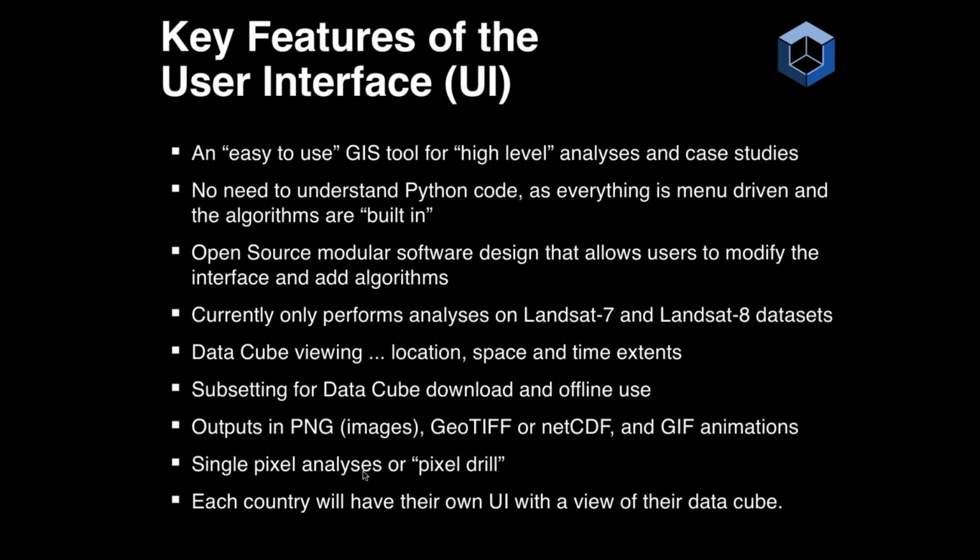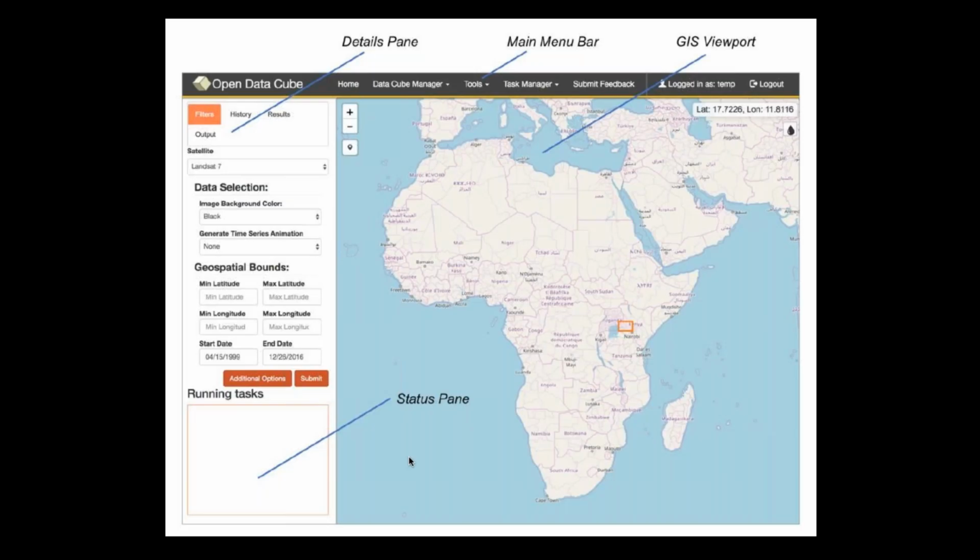And each country has their own UI with a view of their cube. That's the way we built it at this early point. So when you get there, it looks like this. It actually asks for a login. So you just create your own username and password. That's just so that we know who's logging in and using it. But it's free and open.